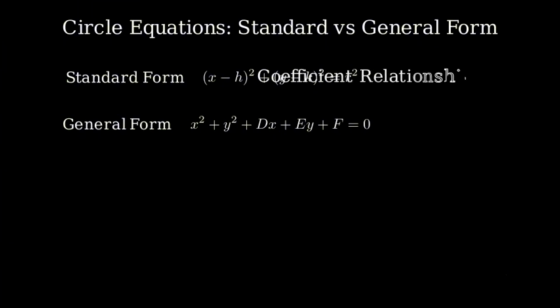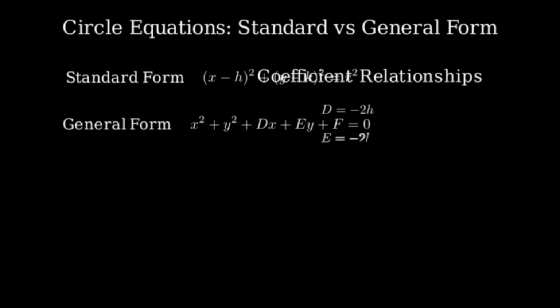To convert between these forms, we need to understand the relationships between their coefficients. These relationships are derived by expanding the standard form and collecting like terms. The first relationship tells us that d equals negative 2 times h. This comes from expanding the x minus h squared term in the standard form, which gives us x squared minus 2h times x plus h squared.